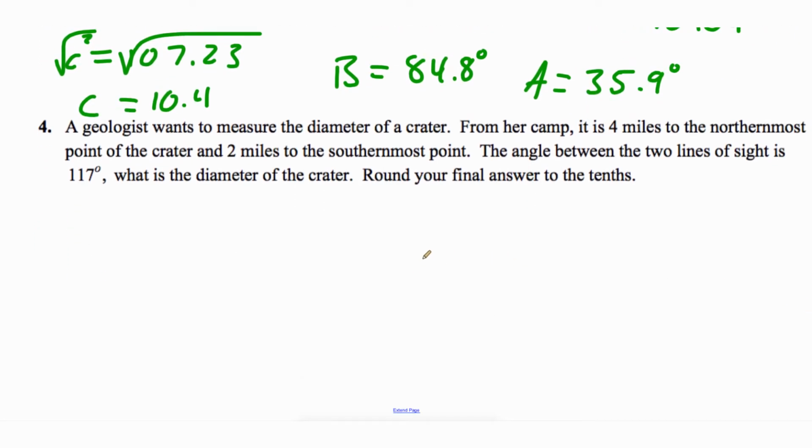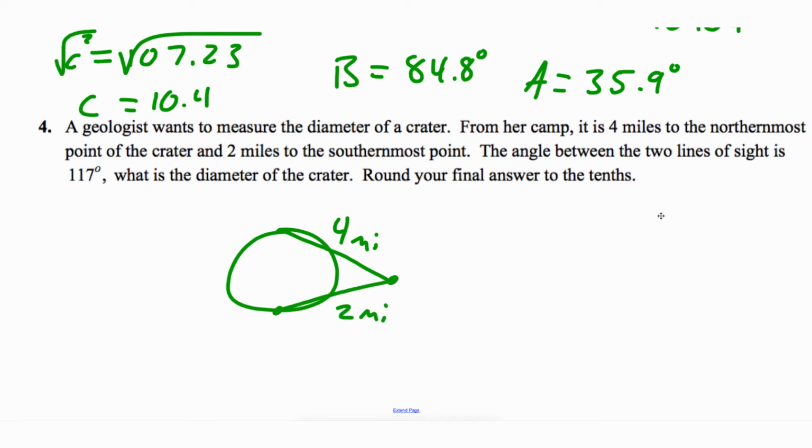For problem number 4, we've got kind of an application problem or a word problem. It says we want to measure the diameter of a crater. So let's draw this out. So here's our crater, and it says camp is 4 miles away from the northernmost point. So let's say our camp is right here. So the northernmost point up here to the camp, that distance is 4 miles. And then the southernmost point is 2 miles away. So here's our southernmost point to our camp. That distance is 2 miles.